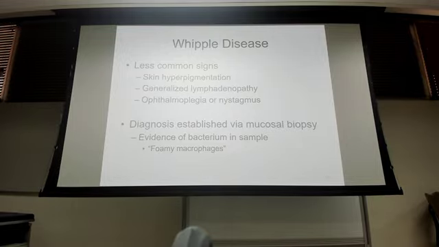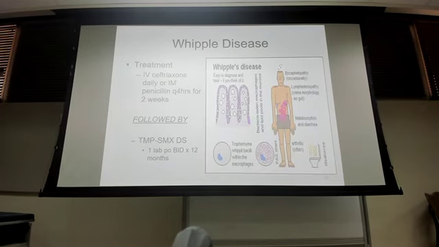I think the next slide shows that. So there's bacterium in that sample showing the foamy macrophages. I want you to know foamy macrophages in association with Whipple disease. There's just a slide for the visual learners, including some of the signs and symptoms, and then discussing the foamy macrophages.